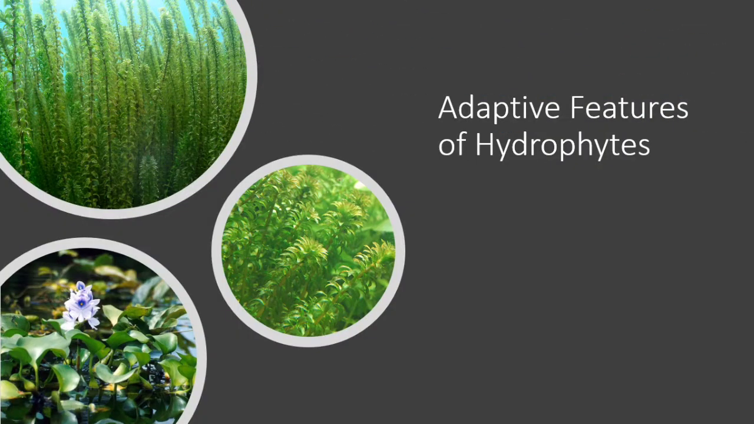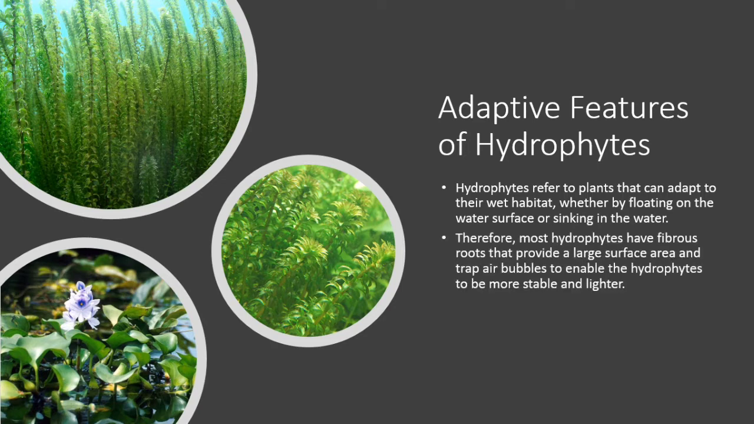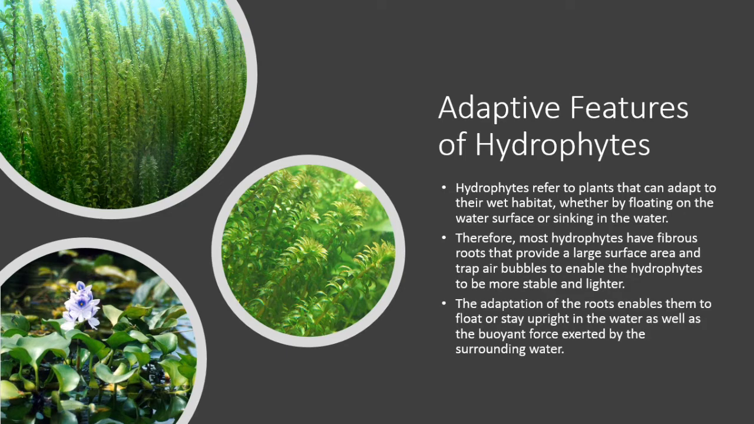Next, what is the adaptive feature of hydrophytes? Okay, hydrophytes refer to the plants that can adapt to the wet habitat, whether floating on the water surface or sinking in the water. Therefore, most hydrophytes have fibrous roots that provide a large surface area and trap air bubbles to enable the hydrophyte to be more stable and lighter. The adaptation of the root enables them to float or stay upright in the water, as well as the buoyant force exerted by the surrounding water.